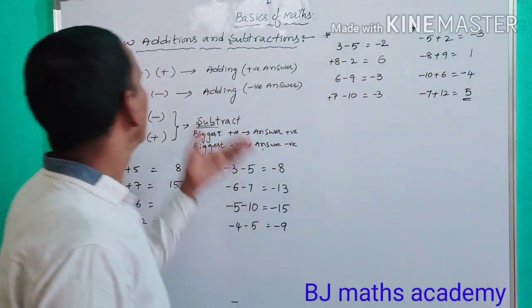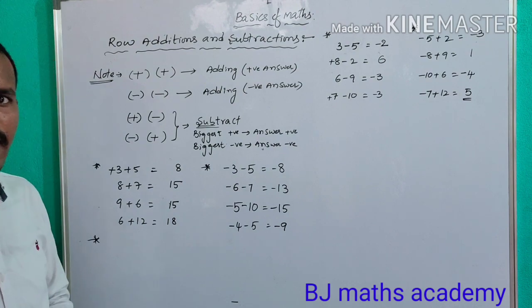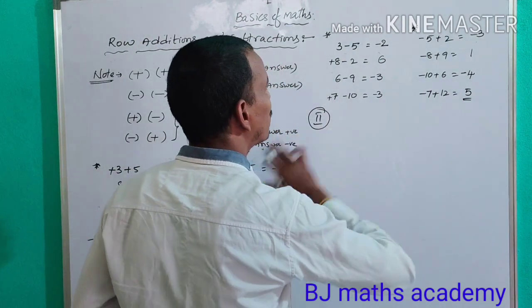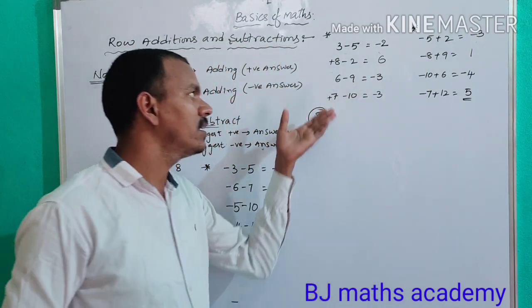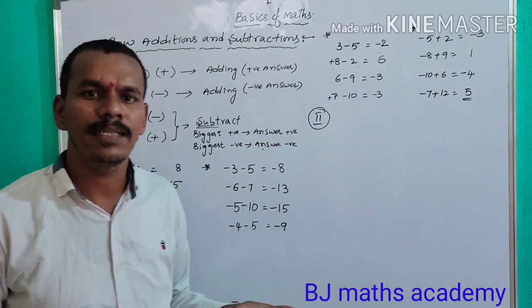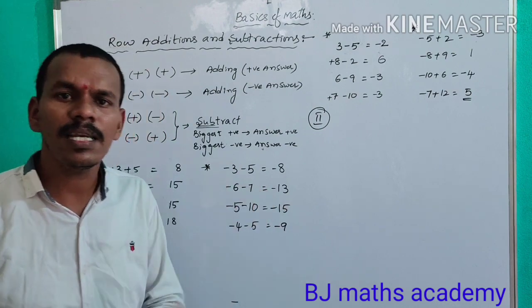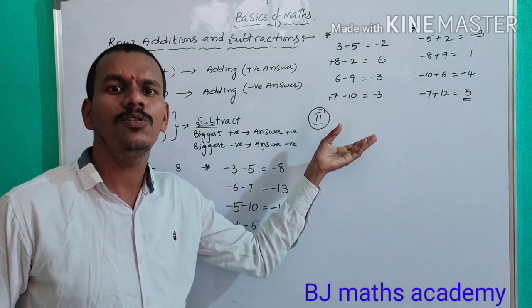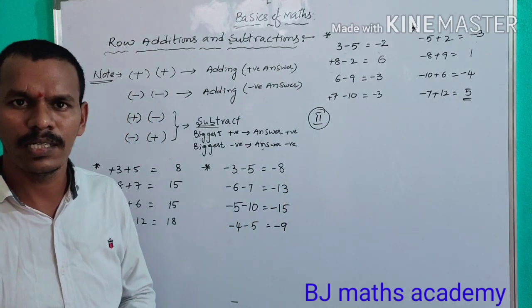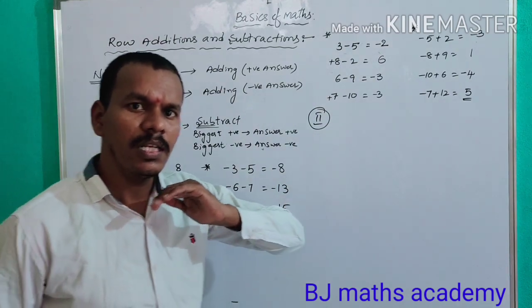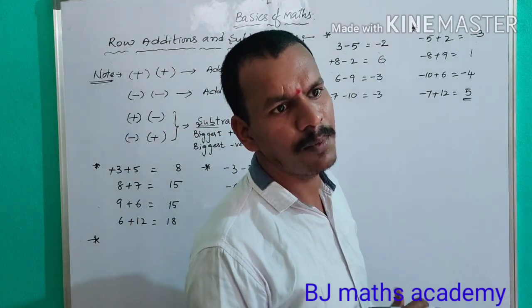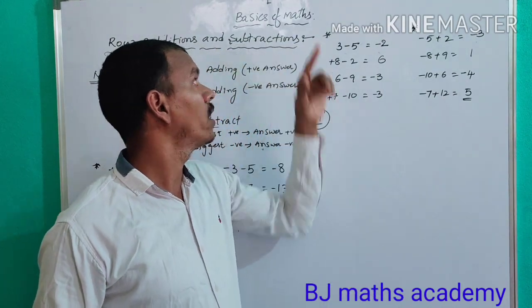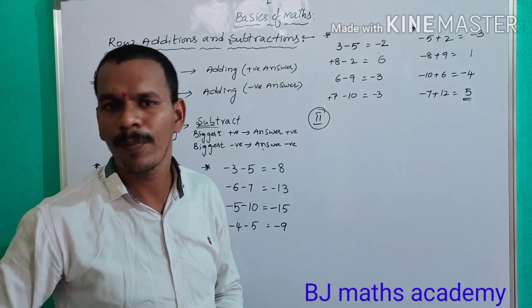So this is row additions and subtractions, and this is the second method. These are small problems, useful for small children. But from 6th class to 10th class, the second method is very important. It is useful for 6th to 10th class students. Even 10th class students, in the third chapter on polynomials, use these row additions and subtractions in the 4-mark questions.